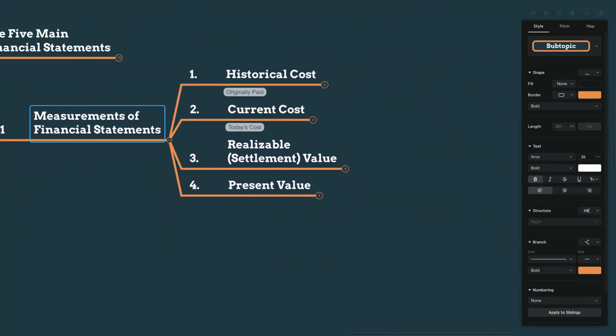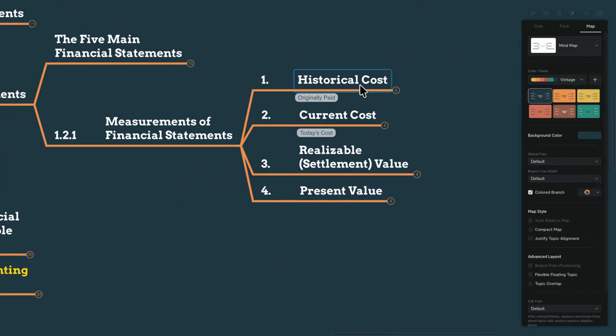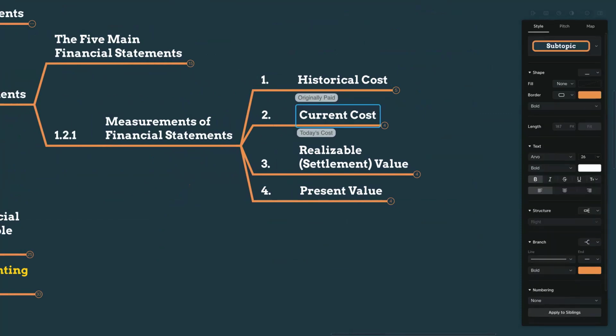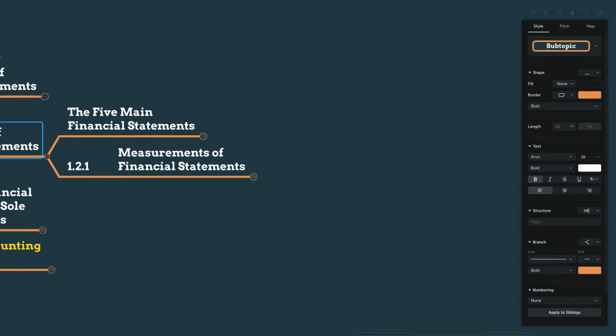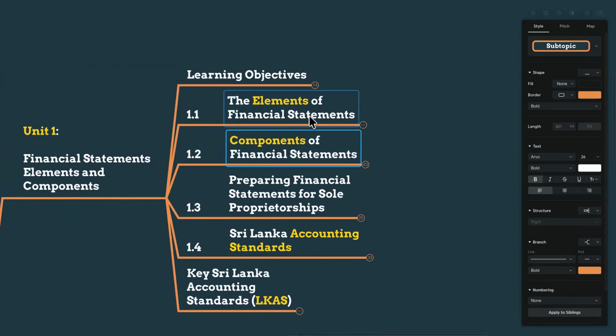Now, I hope you got a very good understanding about these measurement systems, my dear. So, some people can choose the historical cost method or current cost method or net realizable method or present value method. Everything is allowable according to the standards, right?